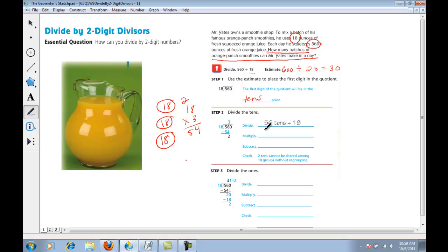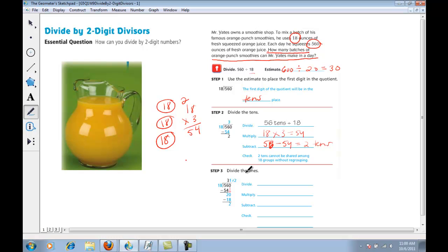So here's what I did. I multiplied 18 times 3, and then I got 54. Then I had to subtract from 56, because that's how many tens we have, and I used up 54 of those tens in the groups. So I have 2 tens remaining. I need to check and see. I have 2 tens that cannot be shared among the 18 groups because there's not enough. And so I have to regroup.